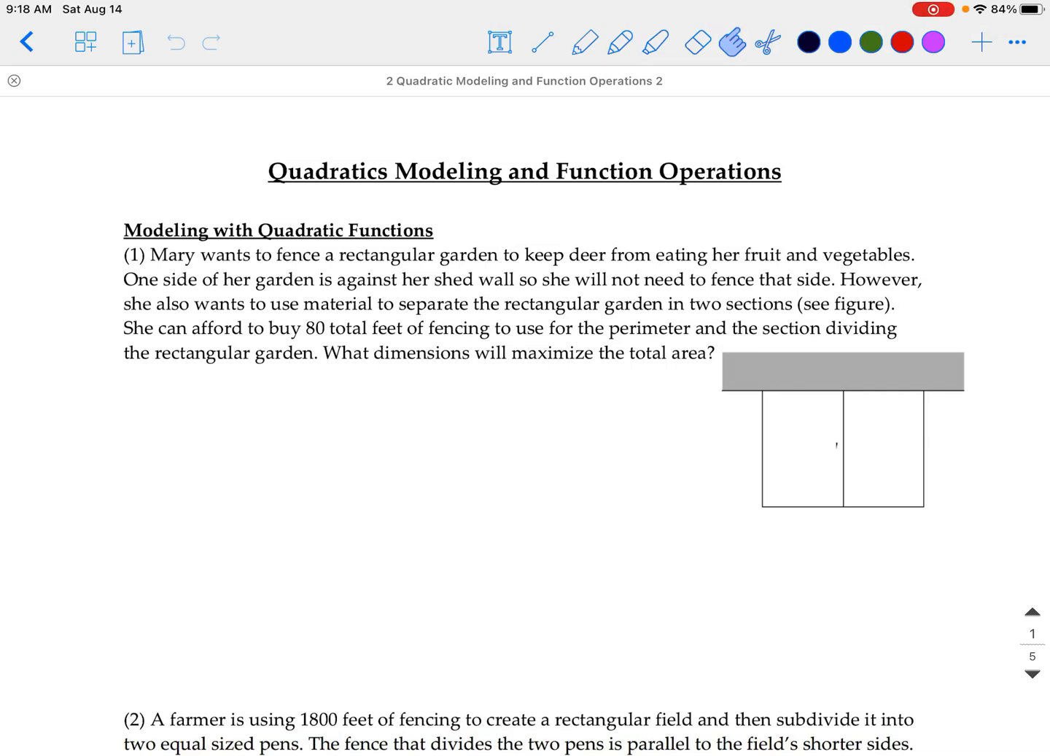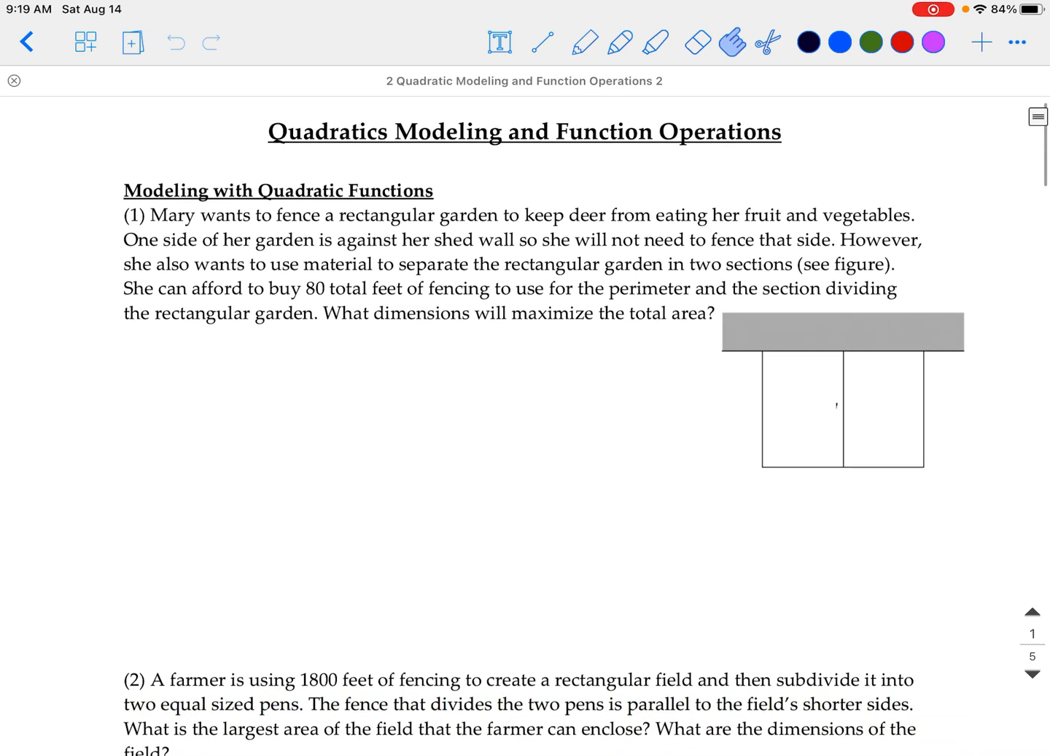Welcome back, everyone. So we're going to be starting the second notes of the functions review unit, and we're going to focus on modeling with quadratic functions as well as looking at function operations. So combining functions through multiplying, dividing, adding, subtracting, and adding in a fifth operation called composition. So we'll start with modeling quadratic functions.